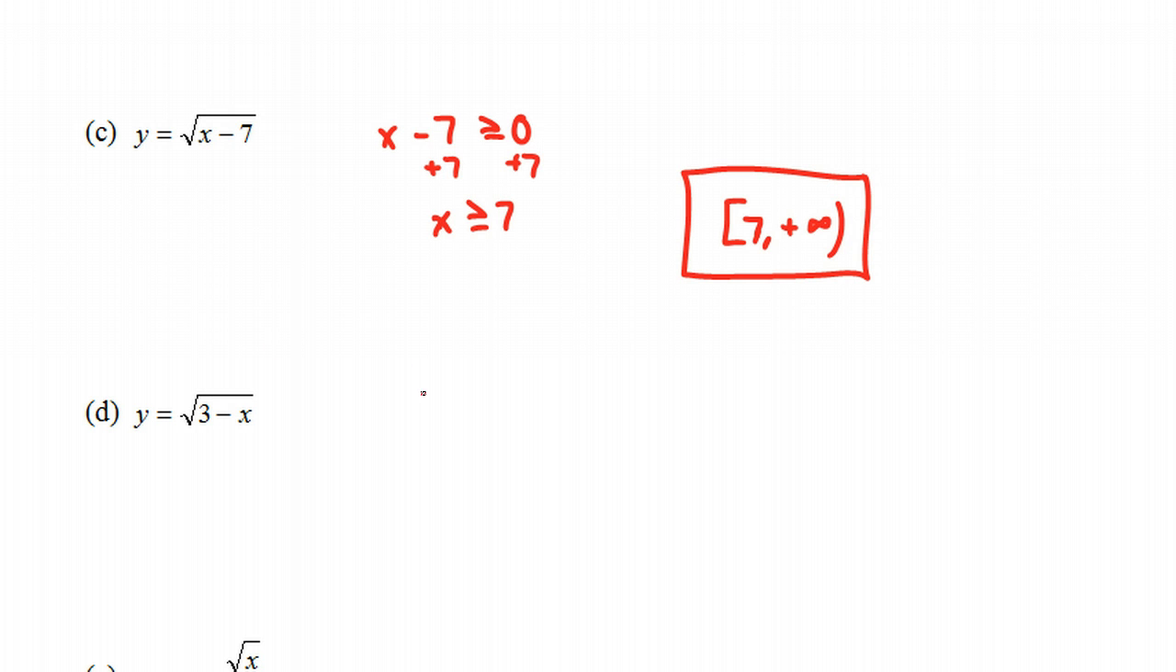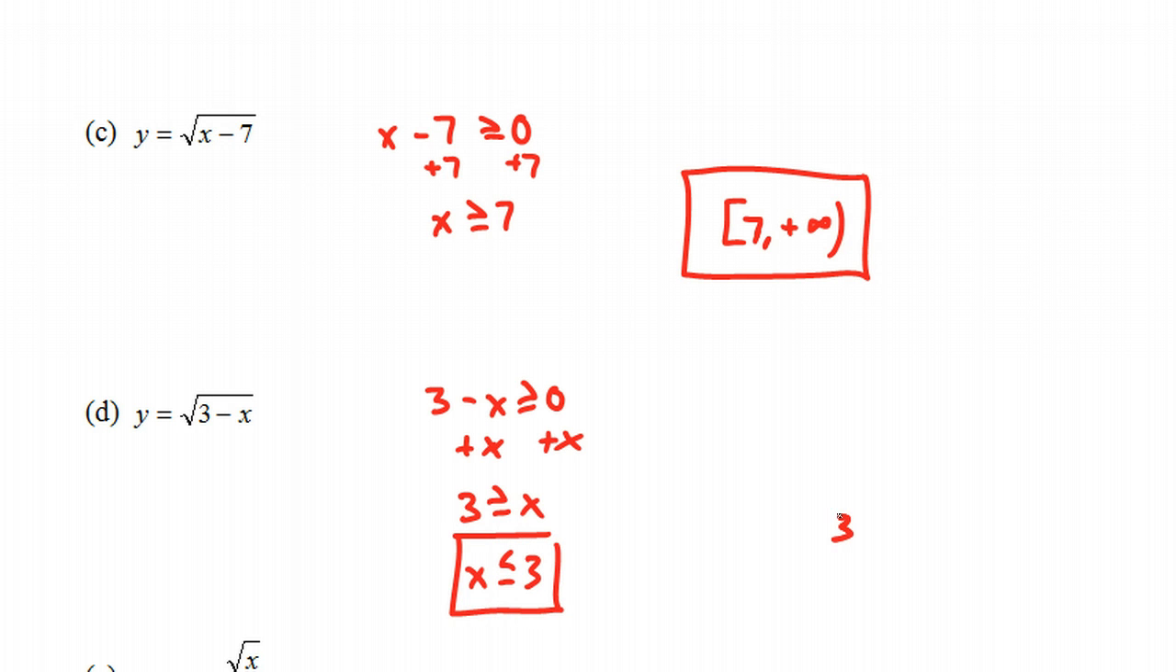Now here we want 3 minus x to be greater than or equal to 0. We can't take the square root of a negative number again. Now, if I add x to both sides, we see that 3 is greater than or equal to x. Another way of writing that is x is less than or equal to 3. So we're looking at the interval from minus infinity all the way up to 3. That would be the domain.